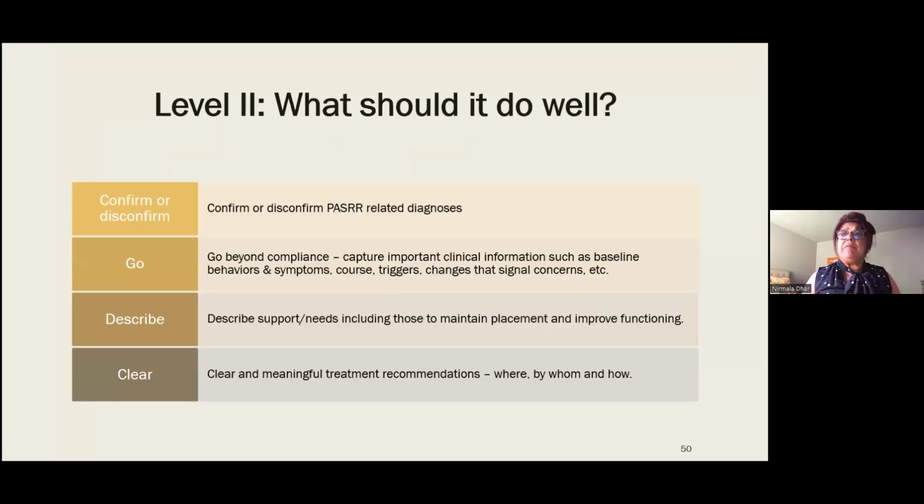So what should the level 2 do? Confirm or disconfirm the PASRR diagnosis? Go beyond just compliance, I have to do it, that's required. But really make this a living document that makes sense to the resident and the nursing facility. Describe in detail what supports they need. And then make clear treatment recommendations. And by clear, I mean by whom, where, how, give telephone numbers, actually write, this is the address to take them to this senior center for a grief group, whatever. Very clear.